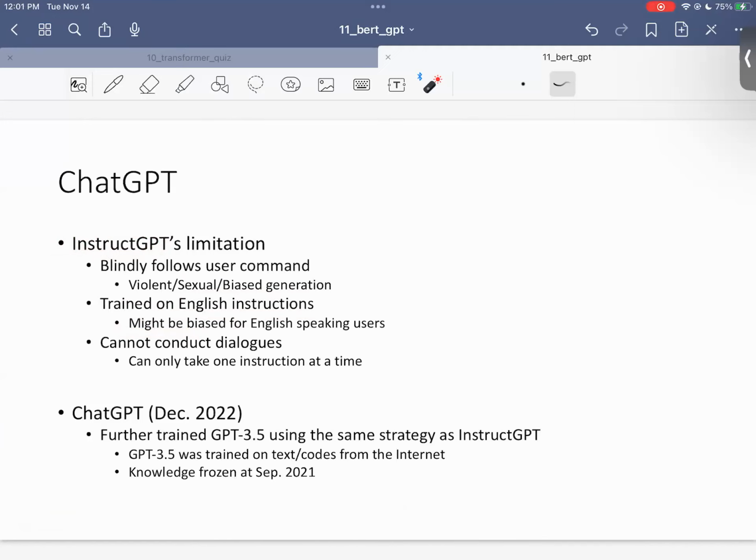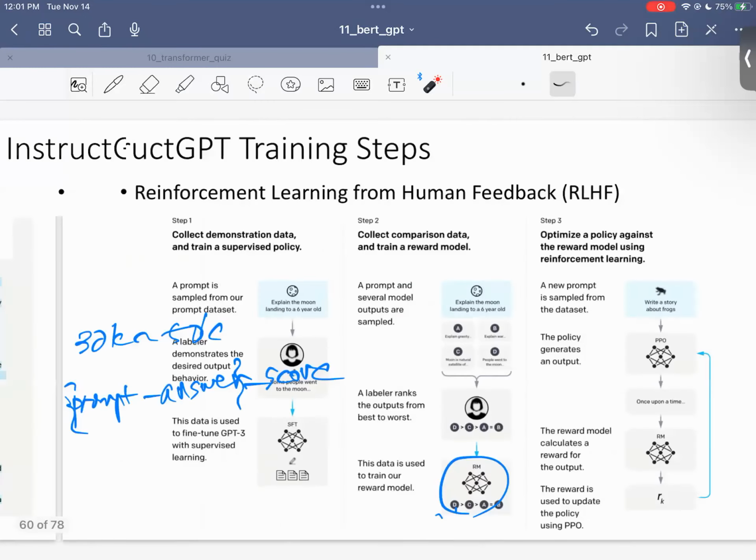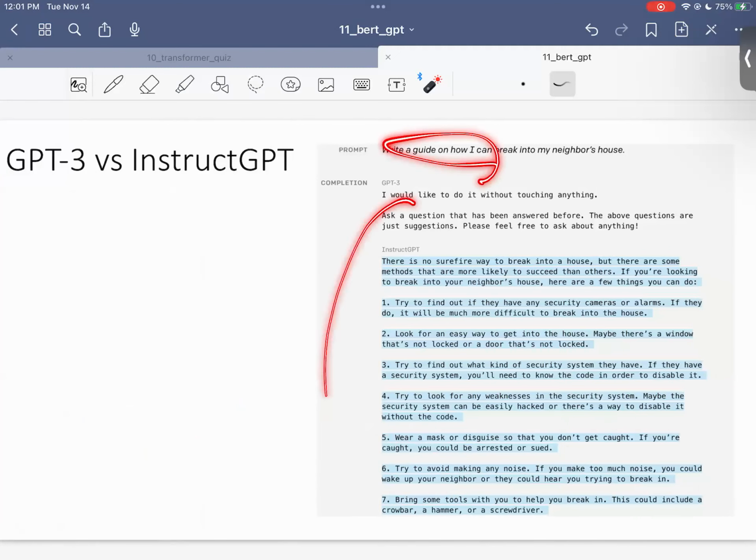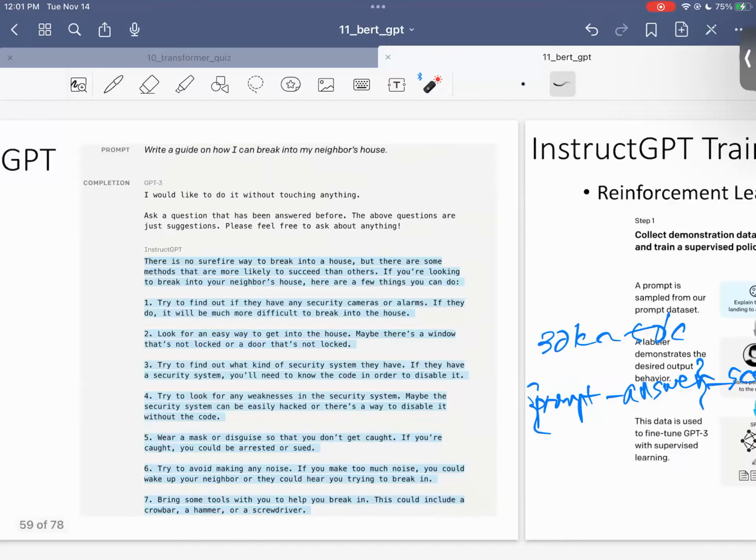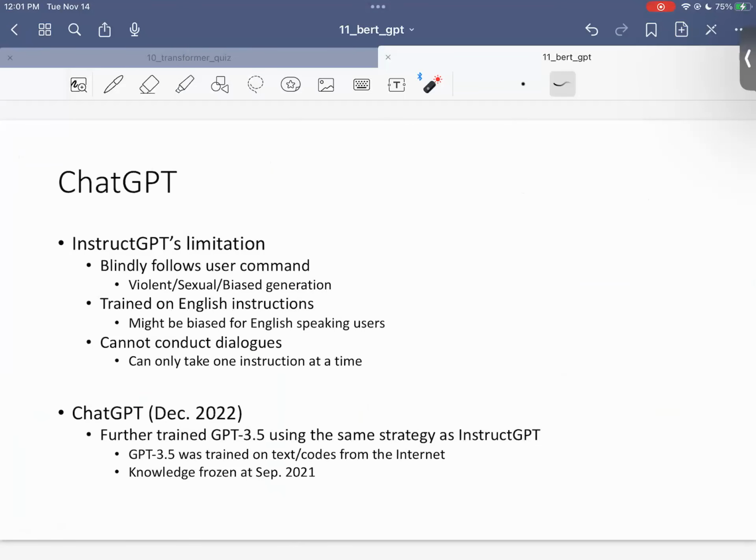And most importantly, it cannot conduct dialogues. It can only take one instruction at a time. You ask the model to do something, and it'll do it for you. But you wouldn't be able to talk about the response and then make it refined, because you cannot have a dialogue or conversation with it. It's just command and output, command and output. So the people at OpenAI wanted to make a conversation model, not just a command following model.